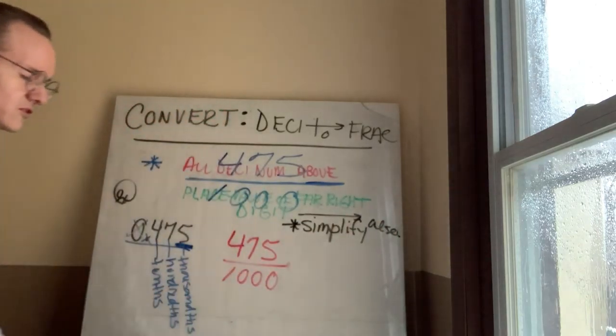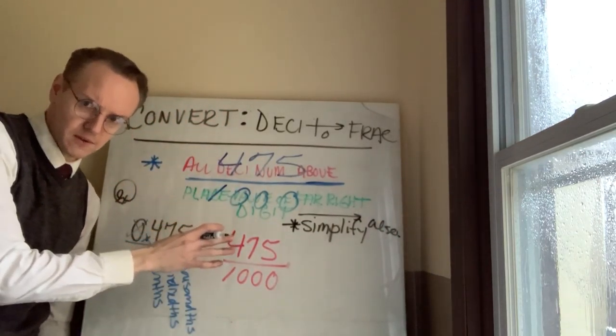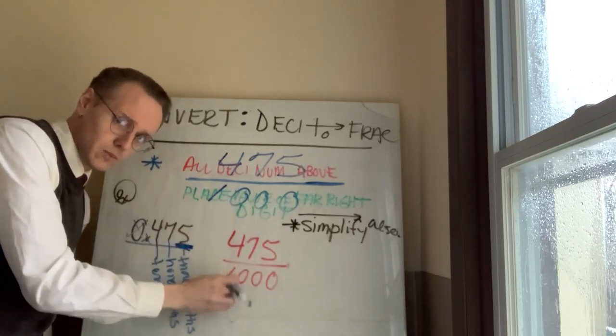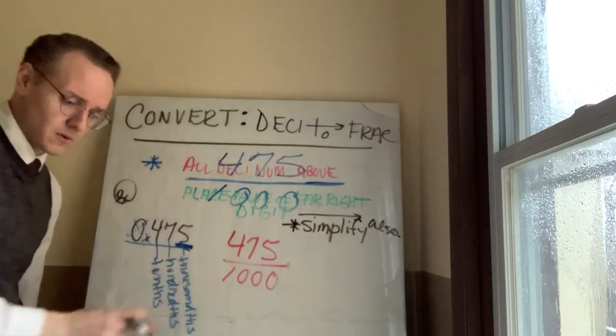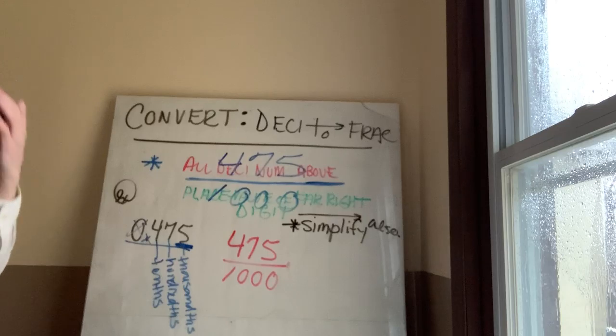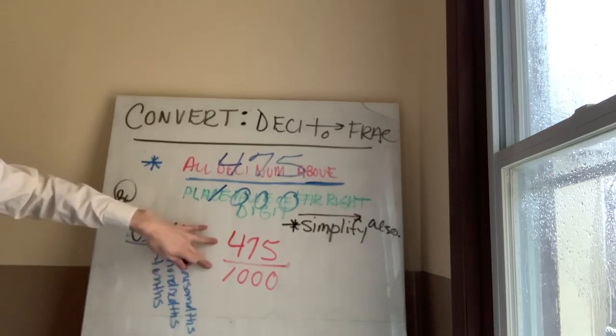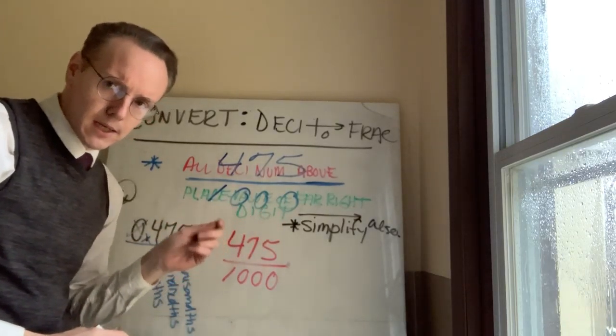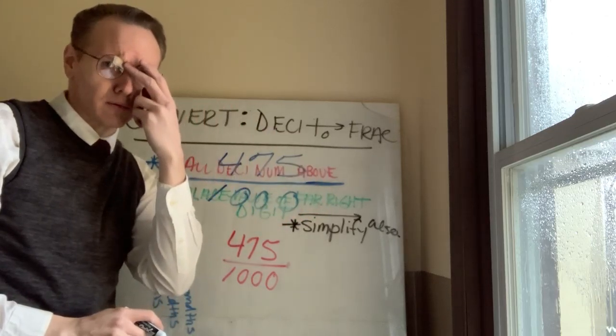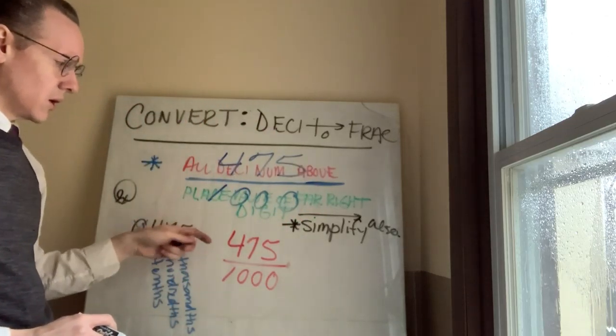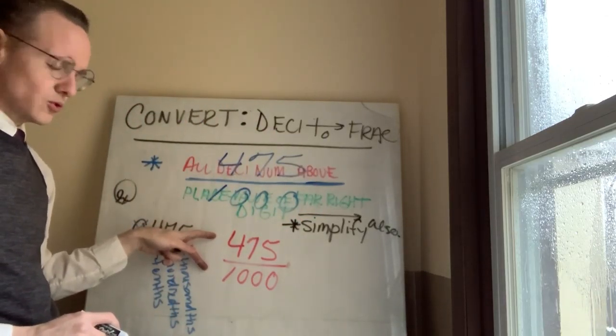Go reduce this to the essential, right? Same value overall, but smaller numbers. Usually a person would gravitate towards their calculator at this point and go, man, just type this in. If you have a scientific calculator, you can reduce fractions. Anyhow, I'm just going to do this by using divisibility.